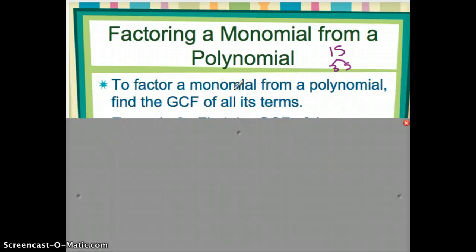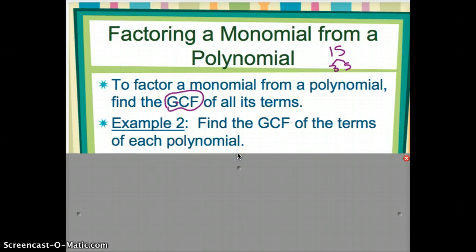We're going to do the same kind of thing here, but it's a little more complex. When you factor a monomial from a polynomial, you find the GCF of all its terms. Okay, so that means the greatest common factor. All I want you to do first is find the greatest common factor, so the biggest number that's going into each polynomial.